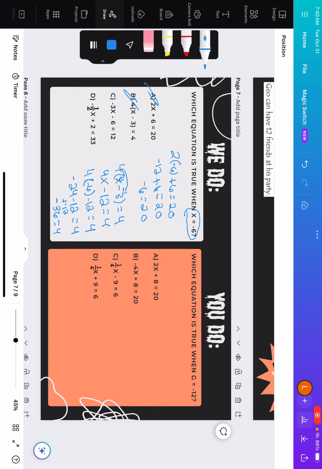No. Okay, so you finish checking those off, find the correct answer, then come back and see if you do the you do. Okay. So if you came back and solved it, C is your correct answer. Okay, go ahead and finish your you do. Raise your hand, and the sub will give you your practice.